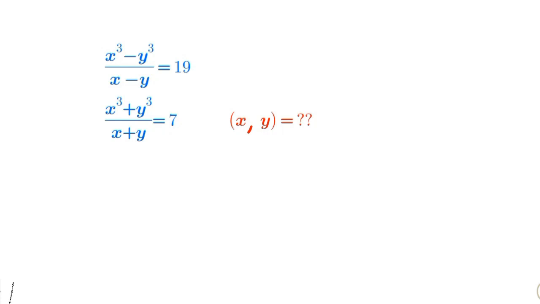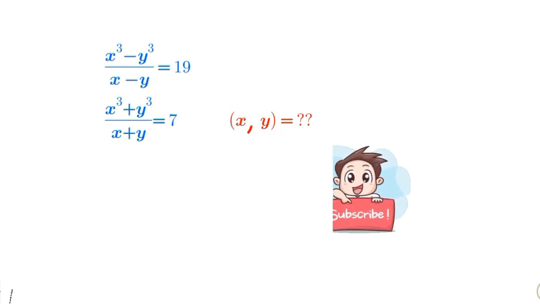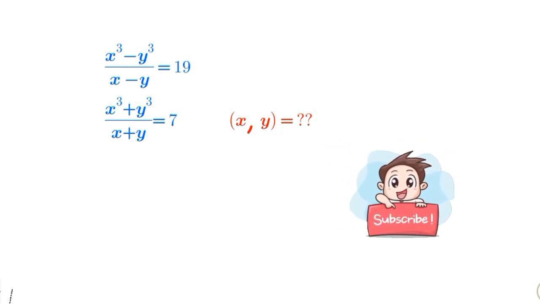Alright, in this video we have (x^3 - y^3)/(x - y) = 19, and we have (x^3 + y^3)/(x + y) = 7. We have to solve for x and y.